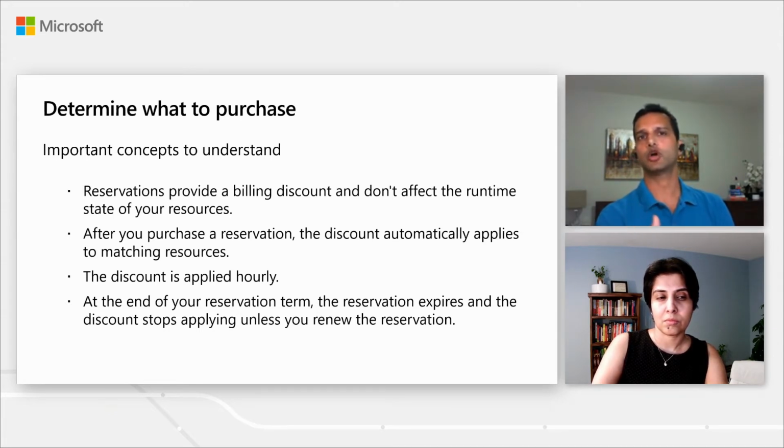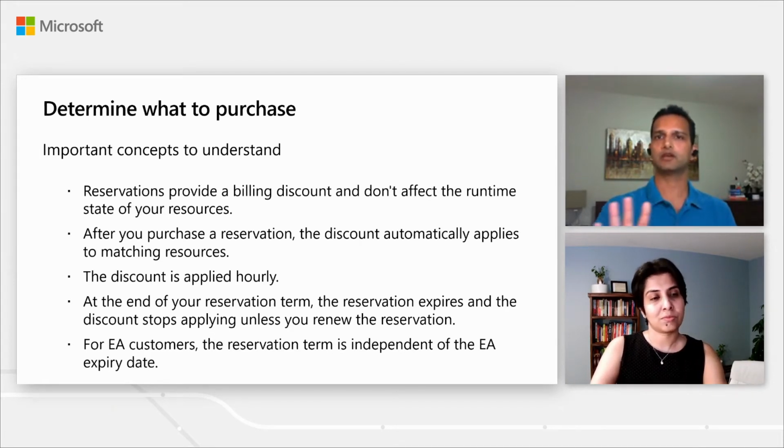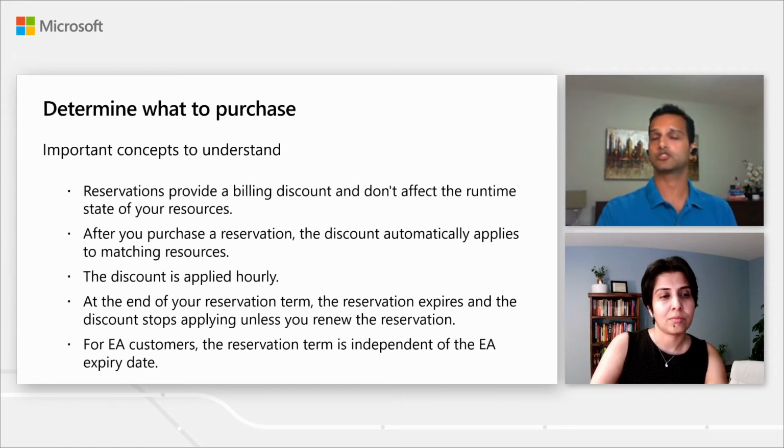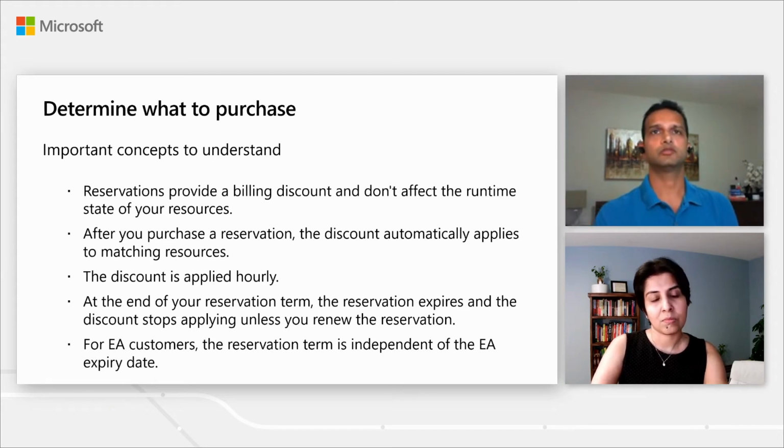Expiry of a reservation does not impact your resources. Your resources will continue to run and will not be impacted by the reservation lifecycle. So the management and the billing are kind of orthogonal to each other. Exactly. The resources and the reservation, which is a cost management and cost optimization tool, are totally separate. Awesome. And then for EA customers, the reservation term is independent of the EA. So even if your EA is expiring in 3 months, you can still go purchase 1 and 3 year reservations.